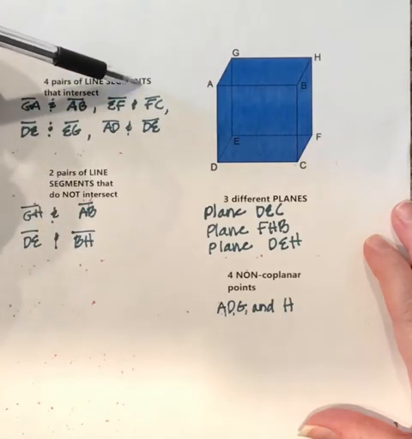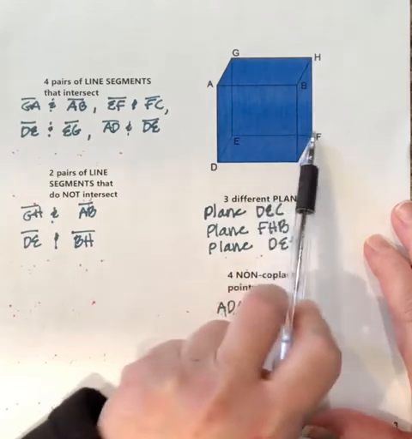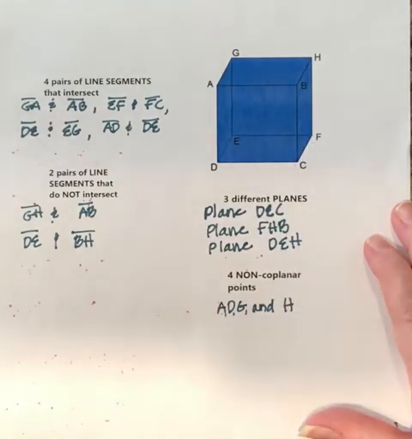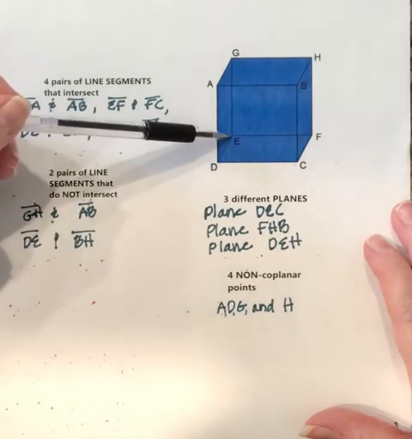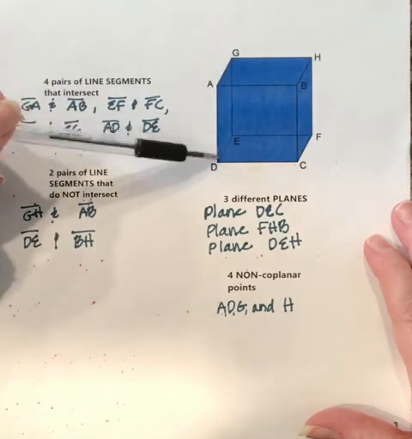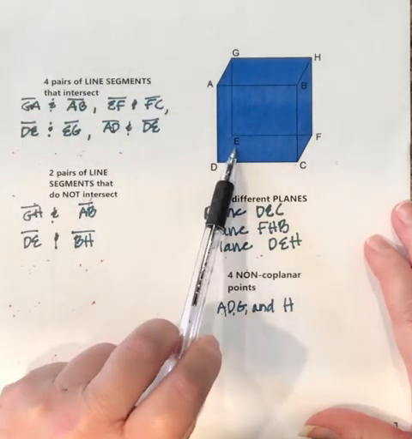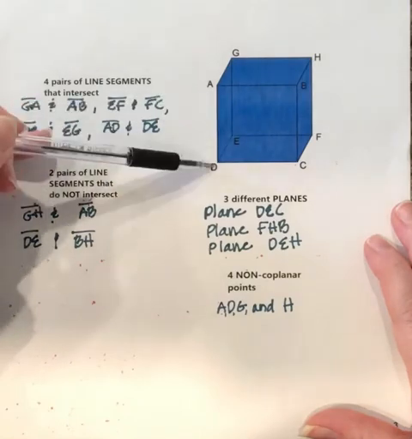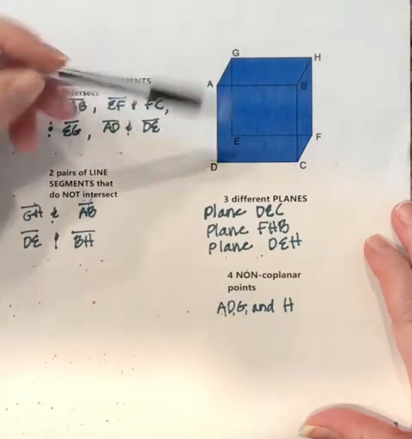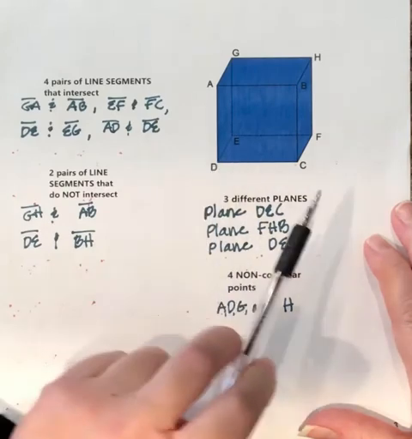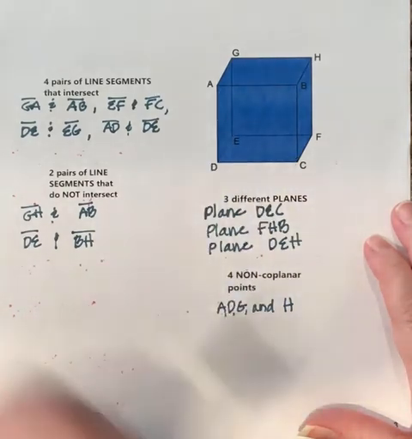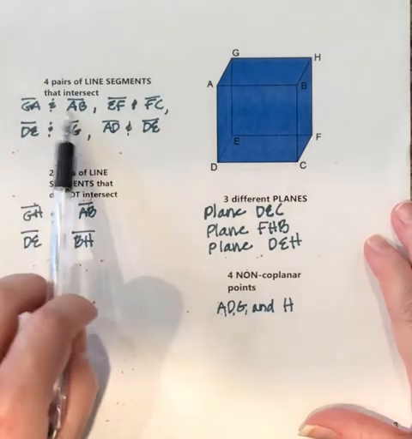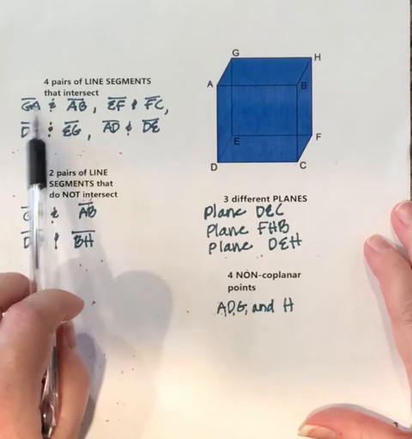EF and FC. EF is back here, FC is right here, they're intersecting at point F. DE and EG, here and here, they're intersecting in point E. And AD and DE, AD is here, DE is here, so they're intersecting in point D. Even if I couldn't quite tell from this figure, I would be able to tell by the names over here because where they are intersecting, they're sharing that letter.